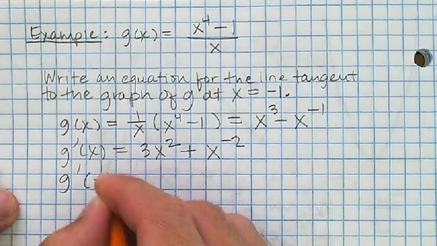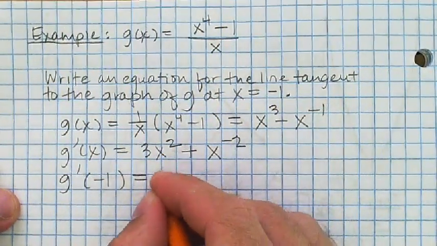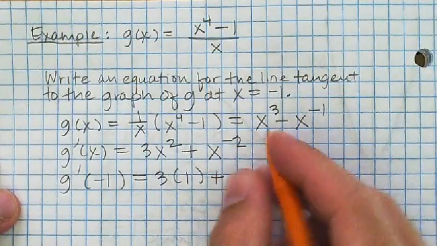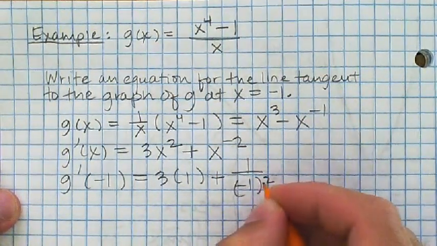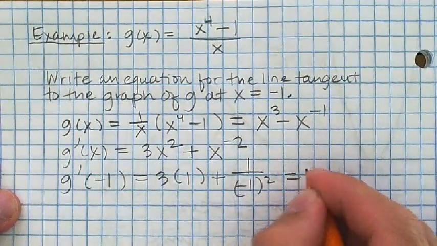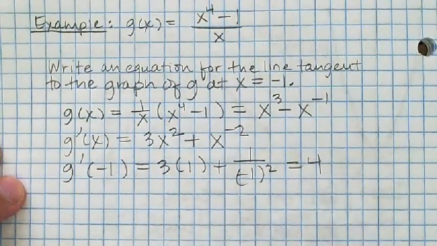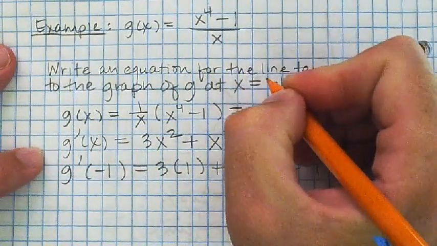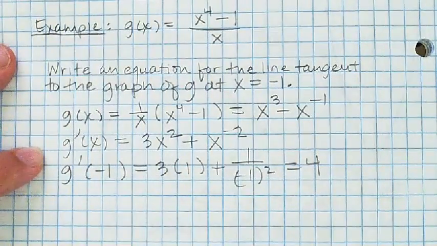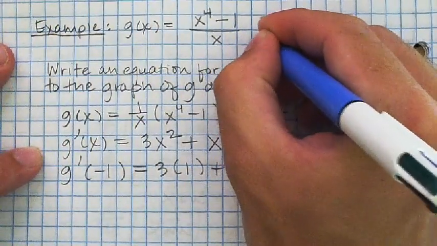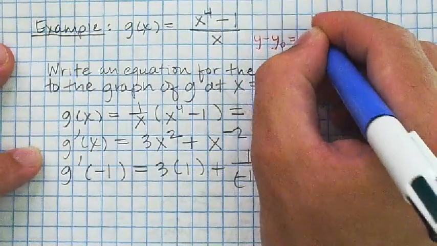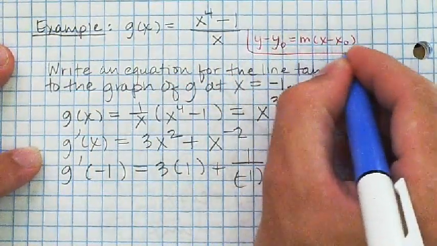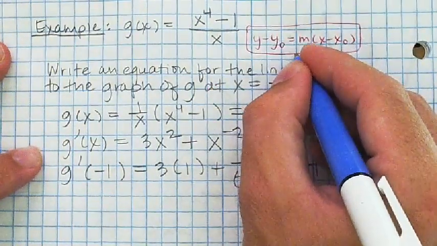So g prime of negative 1 is going to be 3 times negative 1 squared, which is 3 times 1, plus negative 1 to the negative 2 power, which is also going to be another 1, so 3 plus 1 is equal to 4. Okay, so I've got the slope of my tangent line. I think at this point I've mentioned to you that if we're going to write an equation for a tangent line, we want to use point-slope form. Remember that point-slope form is y minus y0 is slope times x minus x0. So that's just what I recommend you do for the tangent line.